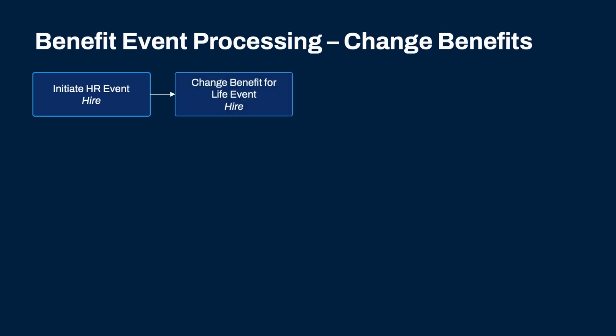Let's review an example of benefit event processing. In this diagram, we'll illustrate how an HR process, specifically hiring an employee, can automatically initiate the change benefits event. Once the hire business process reaches the change benefits for life event sub-process step in the workflow, an enrollment task routes to the new employees to make their elections.